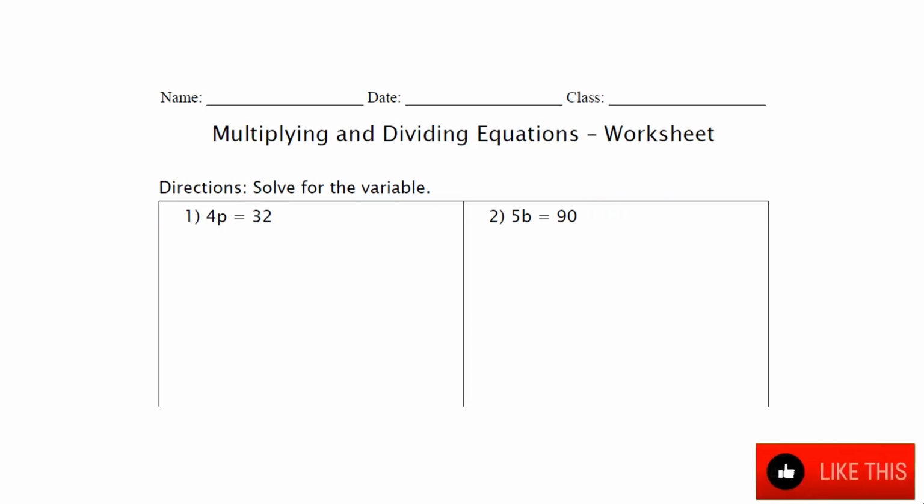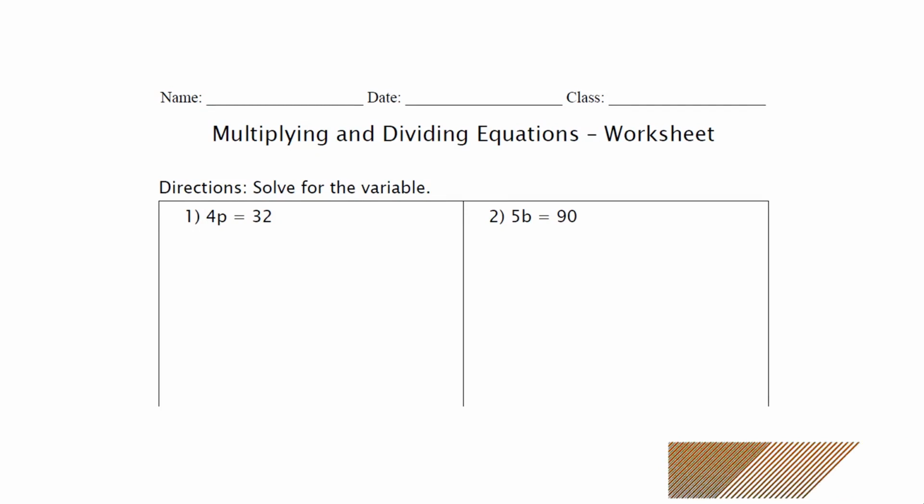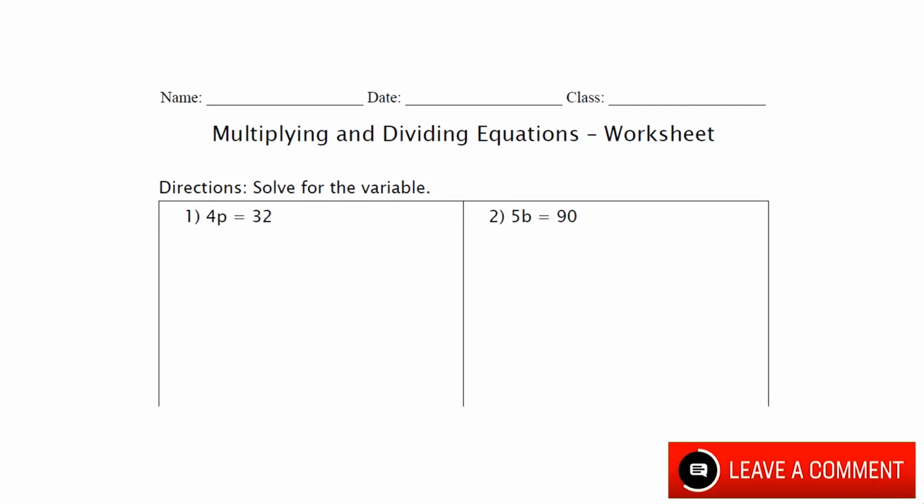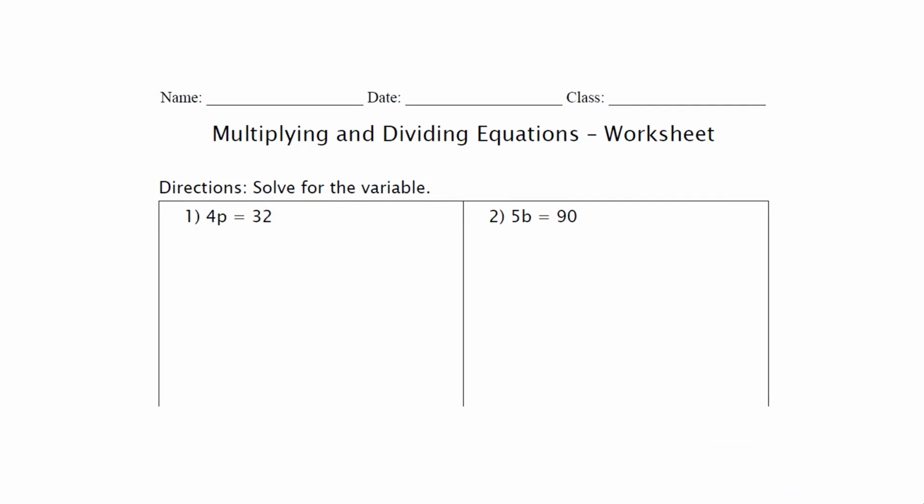So for example, number 1, I have 4p equals 32. Right now, on the left side of the equal sign along with the p, I have a 4. The relationship between the 4 and the p is multiplication. The way I know that is because they're touching. The opposite of multiplication is division. We have to use the opposite of whatever is there to move the numbers around.